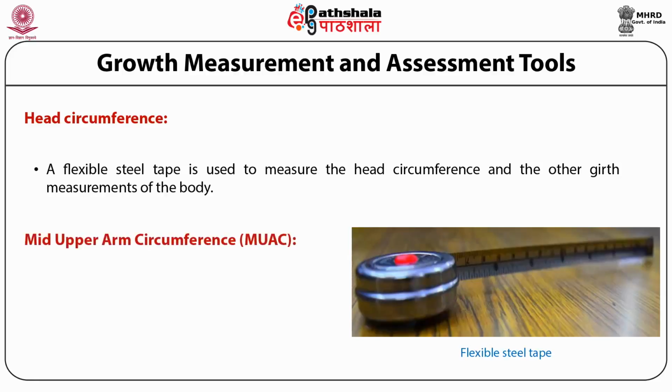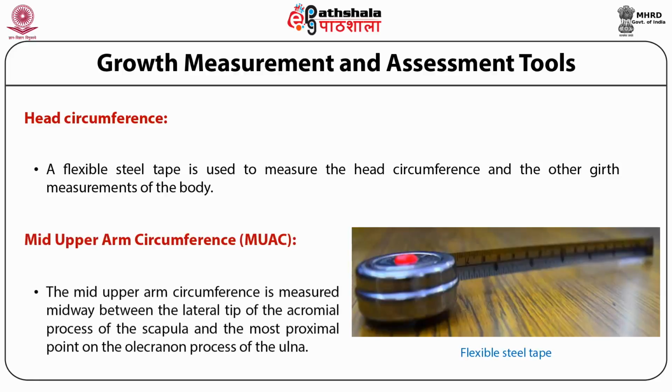Mid-upper arm circumference. It is also an important measurement. The mid-upper arm circumference is measured midway between the lateral tip of the acromial process of the scapula and the most proximal point on the olecranon process of the ulna. A flexible steel tape is used to measure the mid-upper arm circumference.